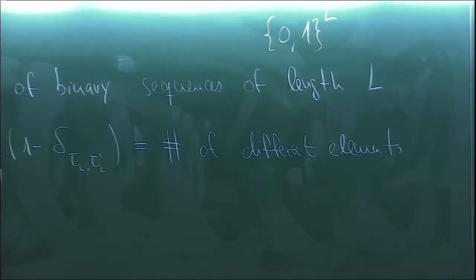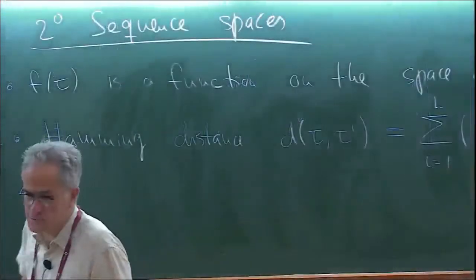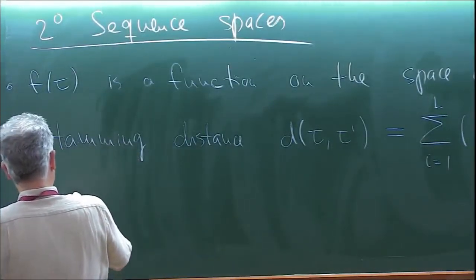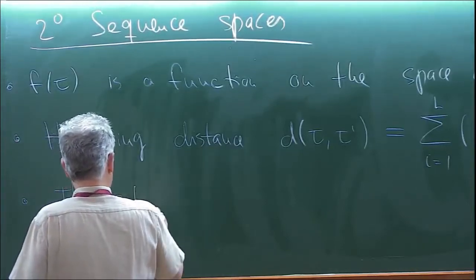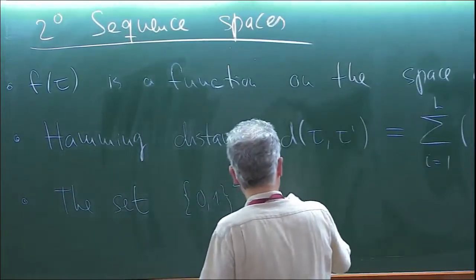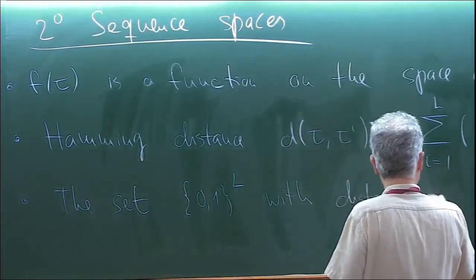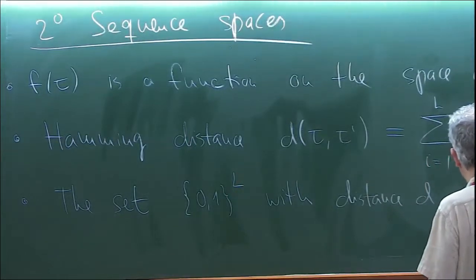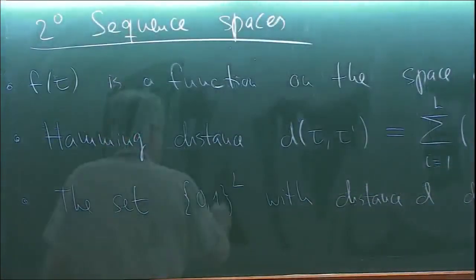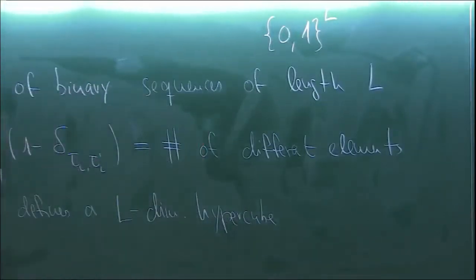So now we have a set and we have a distance measure, and this defines the so-called Hamming space, which in the case of binary sequences are hypercubes. The set 0, 1 to the L with the distance D defines an L-dimensional hypercube. So let me just draw some pictures to illustrate that.